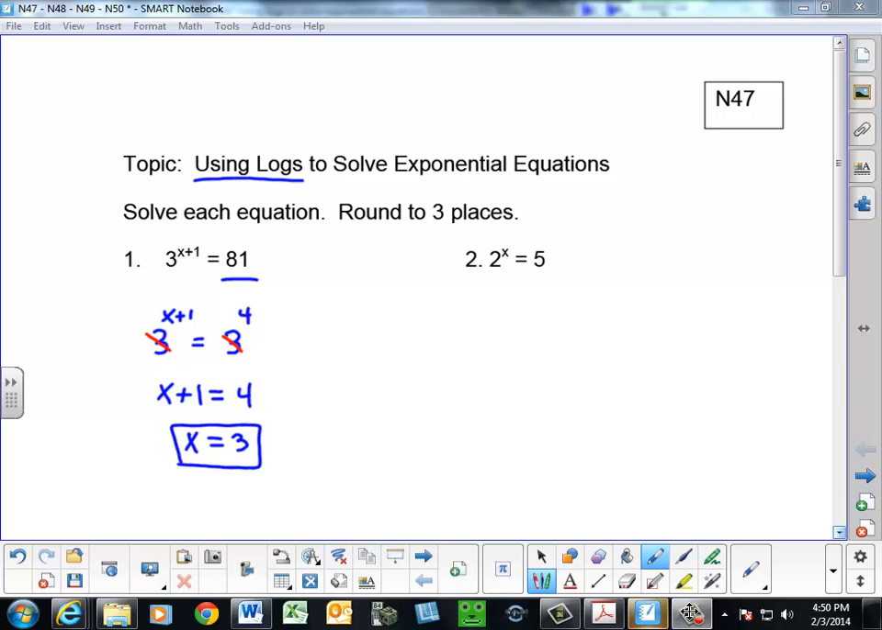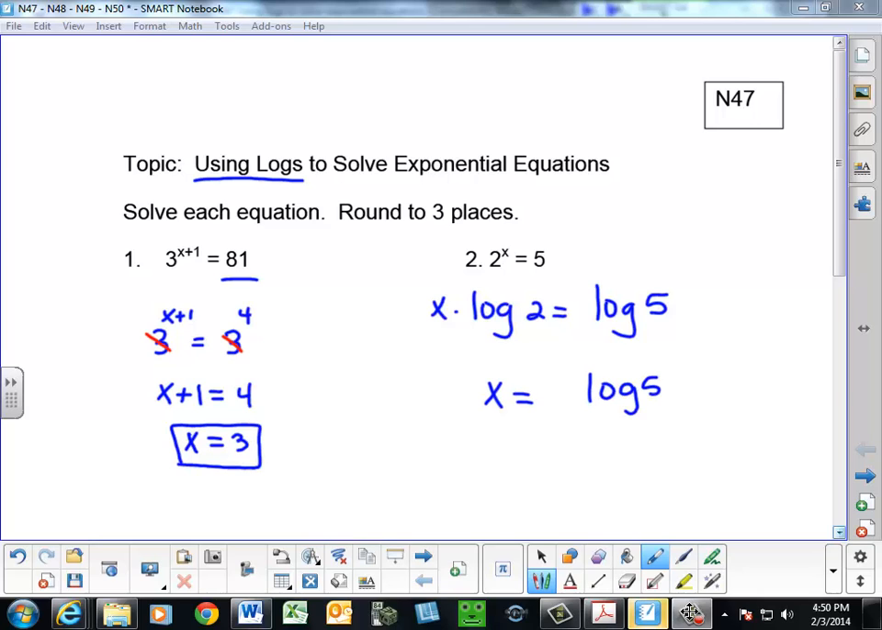Very simple. But sometimes in equations you cannot change the bases to be the same, like in example number 2. 5 is never going to turn into 2. So we're going to use the properties of logarithms to solve for x. So x times the log 2 equals log 5. Okay, and then just divide by log 2.